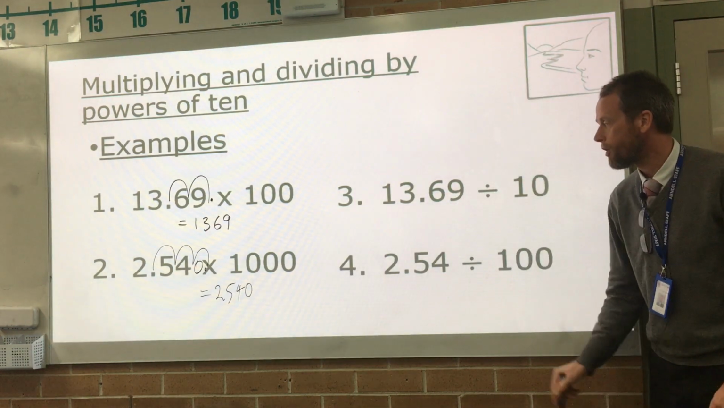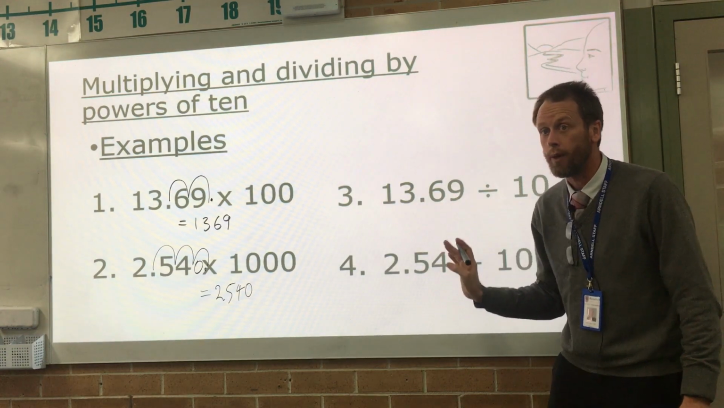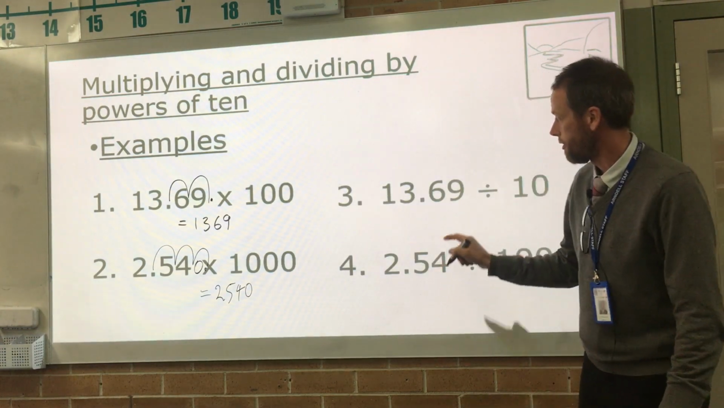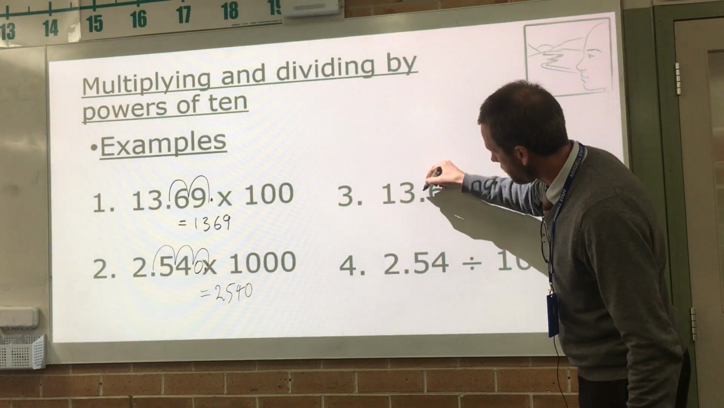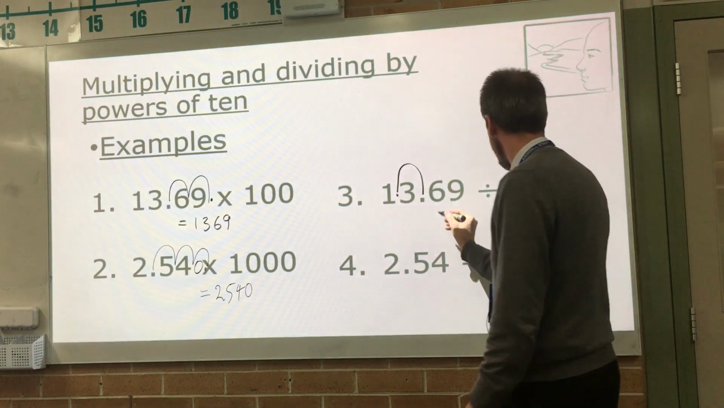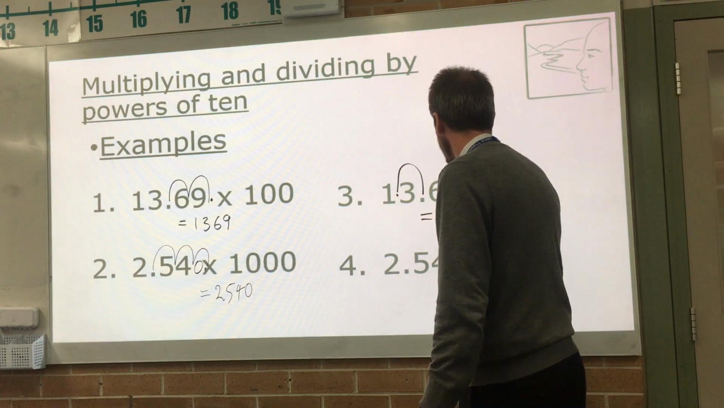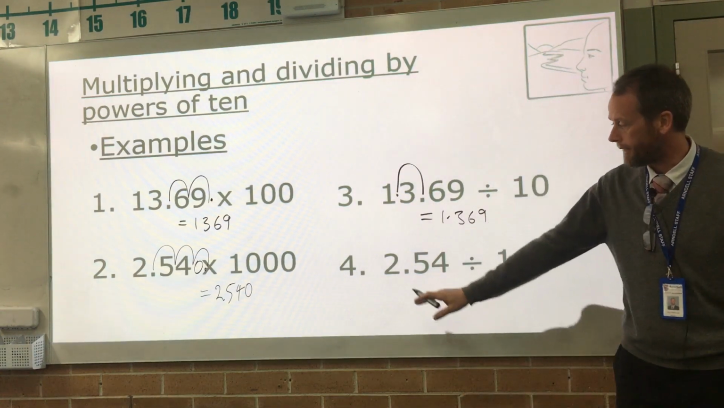Question 3, we're now moving to divided by. So instead of going to the right, we are now going to the left. 13.69 divided by 10, well, it's pretty straightforward. Just move your decimal point 1 place to the left. So the answer is 1.369.